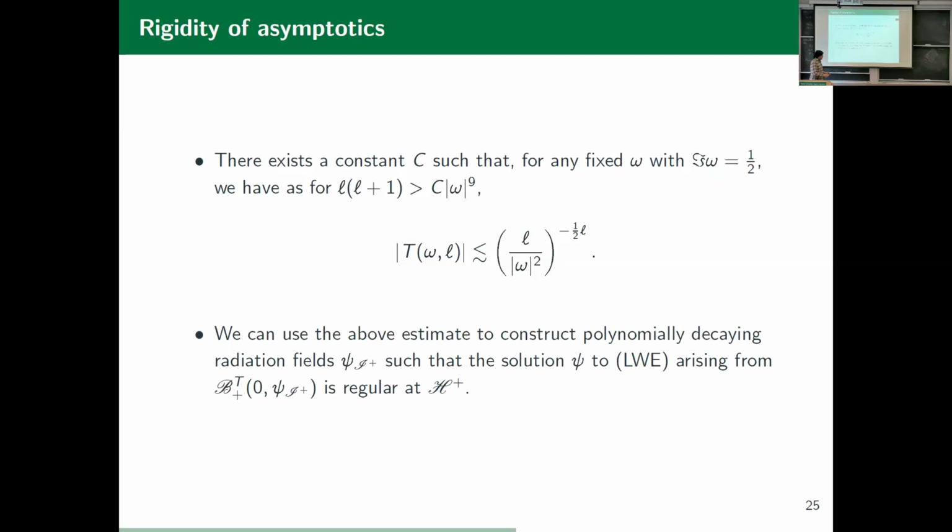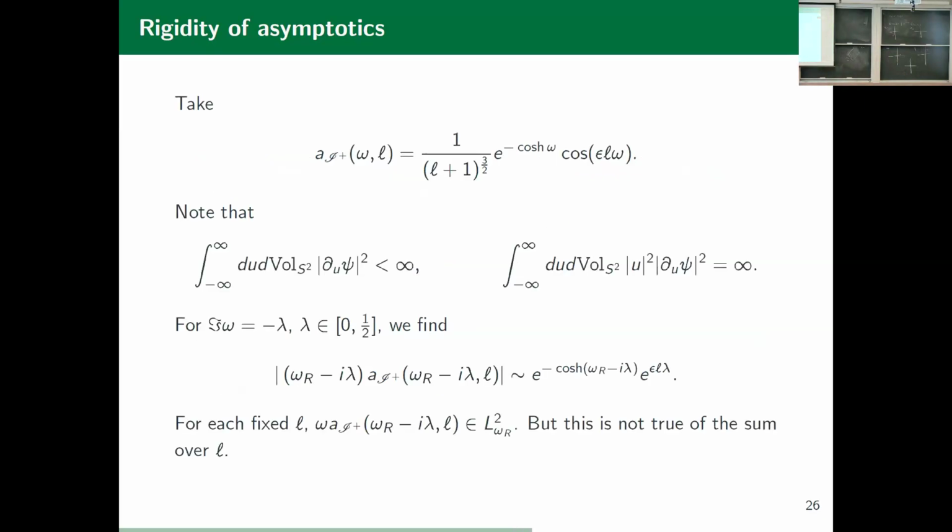Okay, so it's the same story as with statement 2. Because the transmission coefficient decays, we can pack on a lot of energy and still have regularity at the event horizon. So the idea is this. Let's take a scribe plus to be this function: 1 over L plus 1 to the 3 over 2 times e to the minus cos omega times cosine epsilon L omega. So for any L, this is in L2, and actually the resulting solution for fixed L is exponentially decaying. But because of this cosine epsilon L omega, when you move omega off the real line, then you get growth.